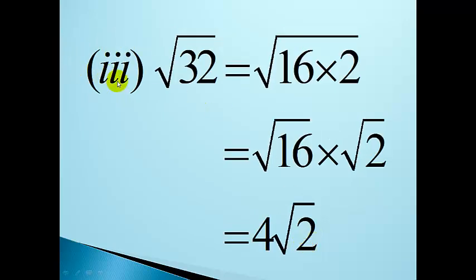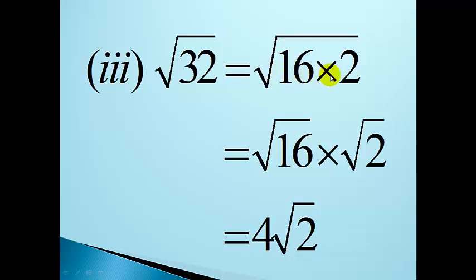Now III. Square root of 32. So here we also search for 2 numbers. When we multiply the 2 numbers, we have to get 32 in such a way that one must be a perfect square. And root 32 is equal to the root of 16 times 2, because when you multiply 16 by 2, you are getting back the 32. That means that the square root of 32 is equal to the square root of 16 times 2.